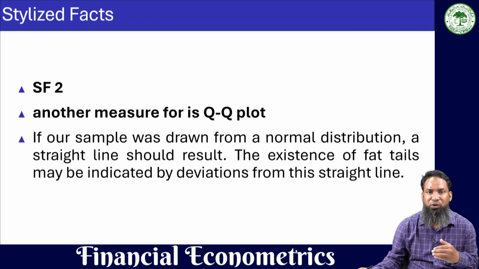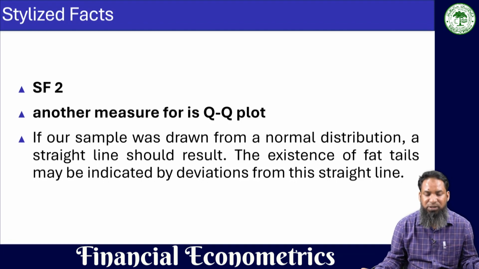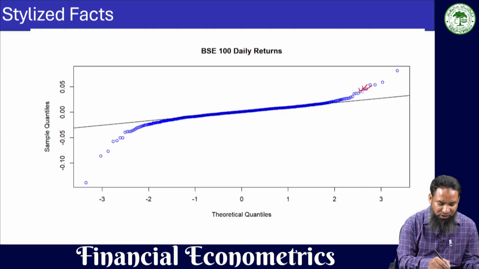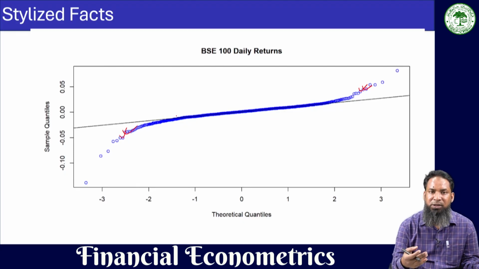So let us plot the QQ plot of our BSC 100. Here we can see there is a deviation of the QQ plot from this straight line, again reinforcing that the distribution is not normal.